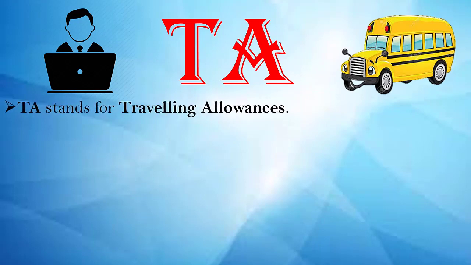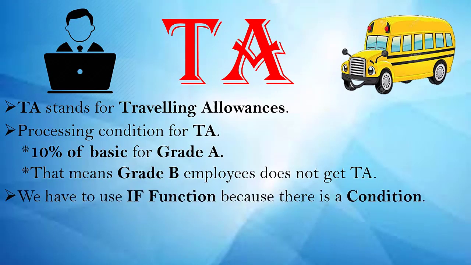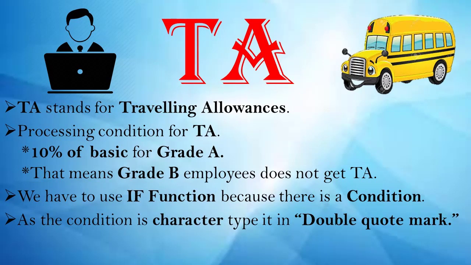TA stands for traveling allowances. Processing condition for TA: 10% of basic for grade A. That means grade B employees do not get TA. We have to use IF function because there is a condition. As the condition is character, type it in double quote marks.